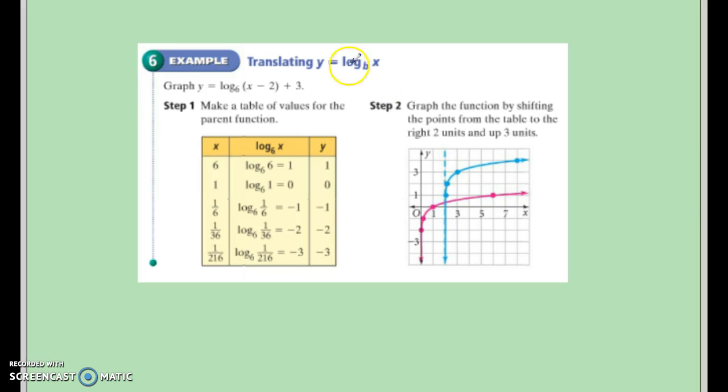So here we go, we're going to actually translate a function. I'm asked to graph this function. First I want to find the parent function, which is log base 6 of x. Then I can plug in some values and solve for my y. That gives me some points to plot. Then I know that this 2 right here shifts it to the right 2 units, and this 3 shifts it up 3 units. So I take these points that I have plotted and shift them to the right 2 and up 3, and I get my new graph for my new function.